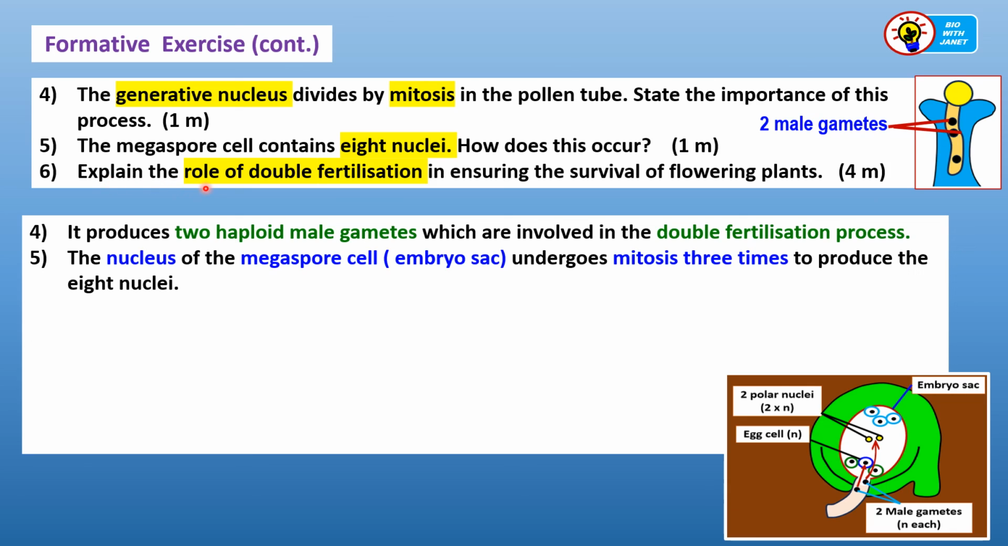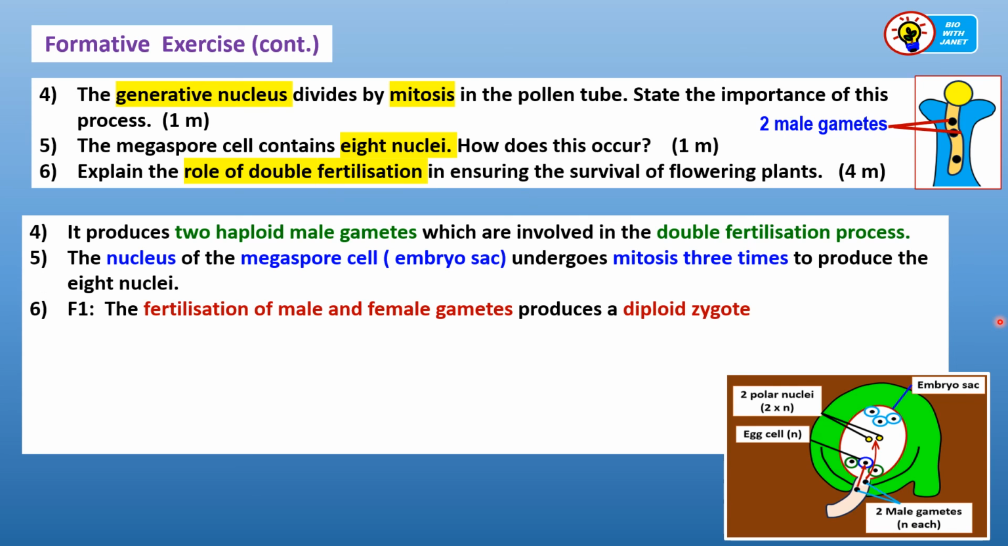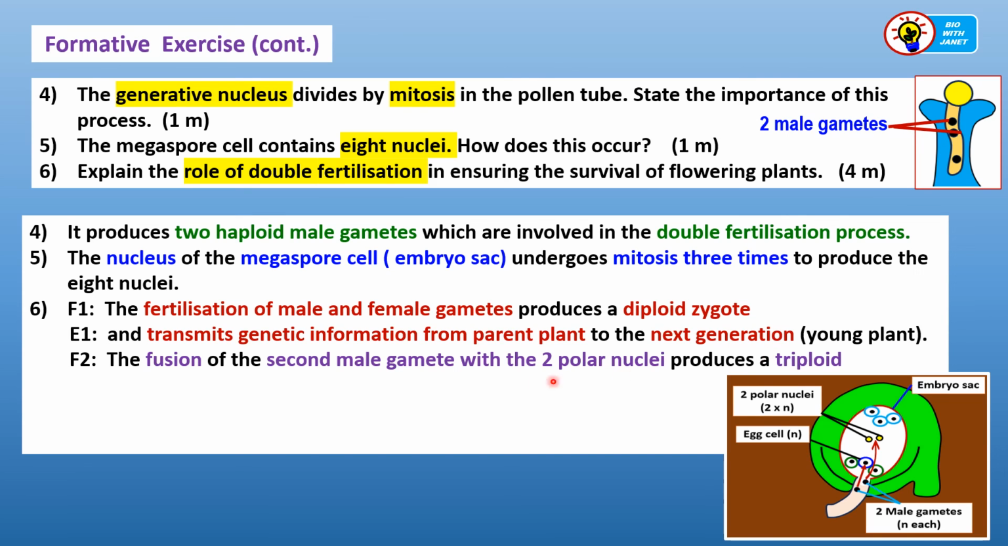Now, number 6, state the role of double fertilization in ensuring the survival of flowering plants. The role means the importance of double fertilization. How does it ensure the survival of flowering plants? We must think back about the products of double fertilization. First fact: the fertilization of the male gamete with the egg cell produces a diploid zygote. So what is the importance of that? This transmits genetic information to the next generation.